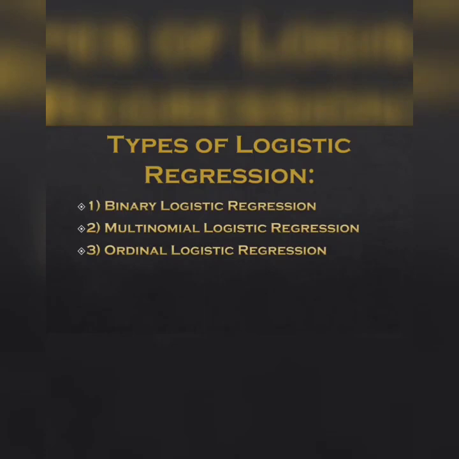Types of logistic regression. There are three types of logistic regression: binary logistic regression, multinomial logistic regression, and ordinal logistic regression. For the model to be an accurate one, we need to calculate and find out a few parameters of the algorithm in order to check how accurate our binary logistic regression model is.